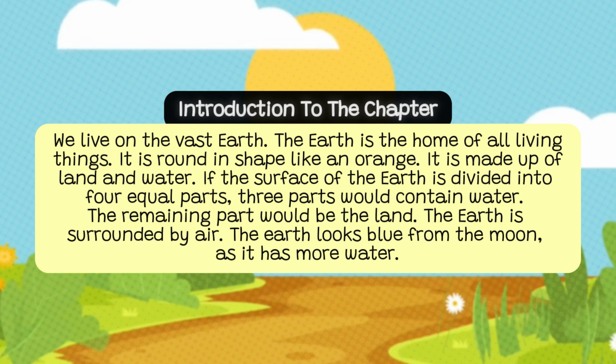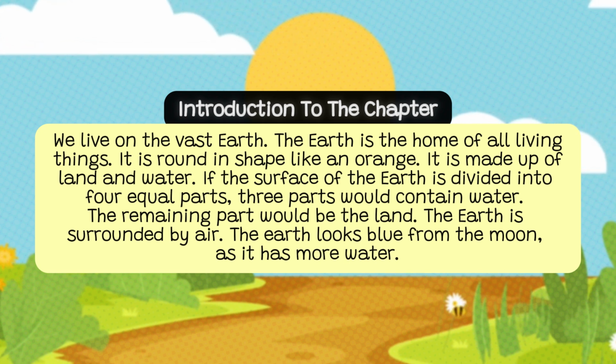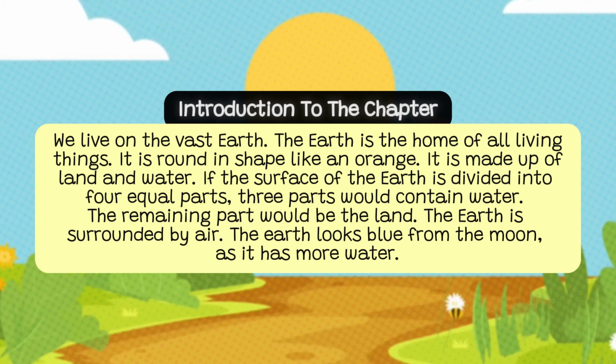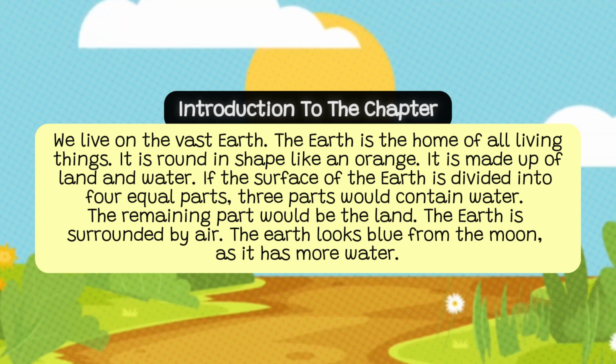If the surface of the Earth is divided into 4 equal parts, 3 parts would contain water. The remaining part would be the land. The Earth is surrounded by air. The Earth looks blue from the moon, as it has more water.